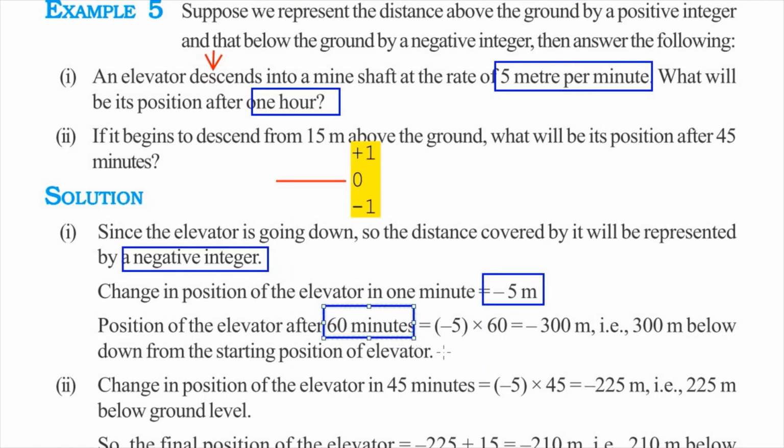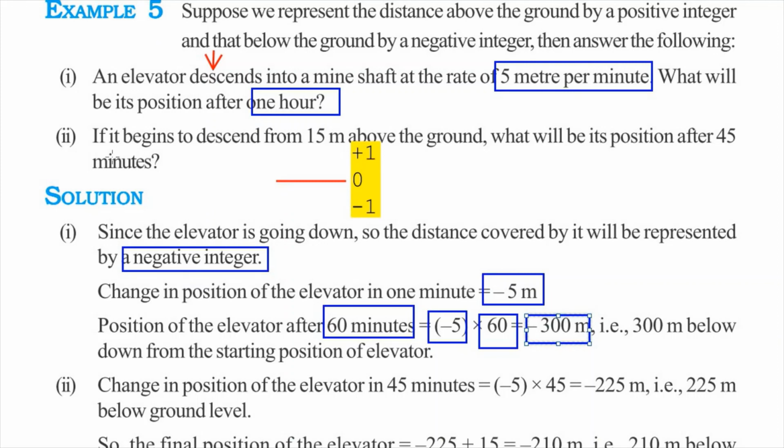So after 1 hour, if we want to find the position of the elevator, we need to displace it by minus 5 meters 60 times, and thus it is going to be at minus 300 meters, or 300 meters down from the starting position of the elevator.